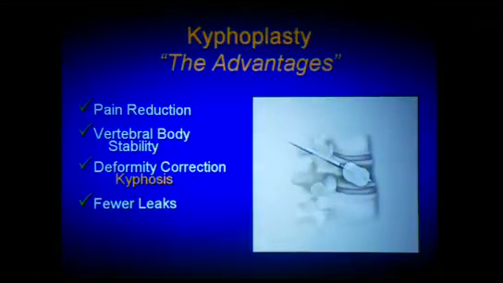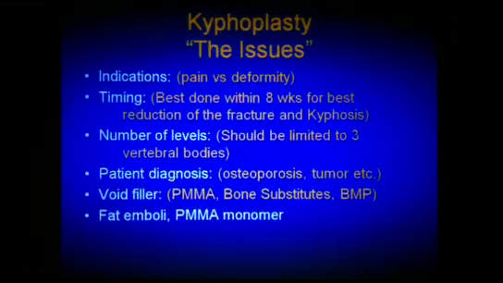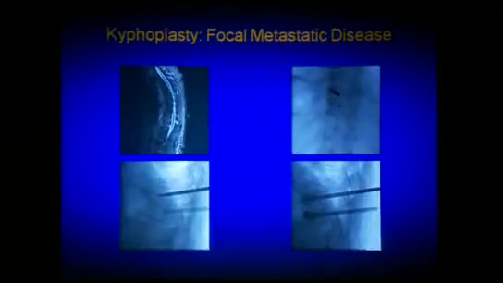What are the advantages? Pain reduction, vertebral body stability, an attempt to correct the kyphosis, and fewer leaks as a result. What are the indications? Someone has a compression fracture, possibly from an oligometastatic focus. We usually prefer to do this if the patient has had a fracture within 8 weeks, preferably within 4. We usually only treat 3 levels at a time, and I've already mentioned we use polymethyl methacrylate as our cement.